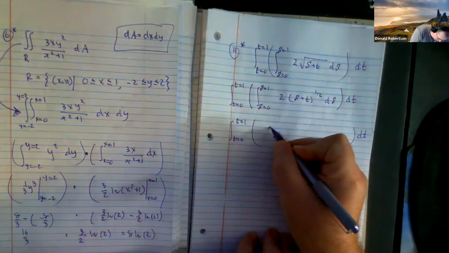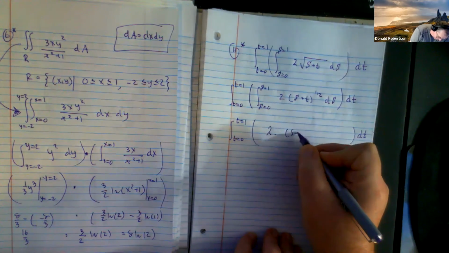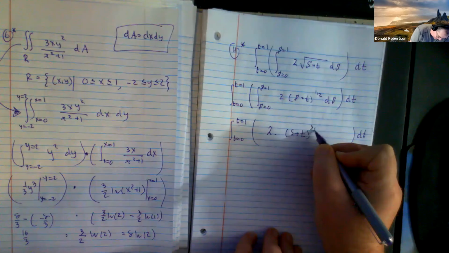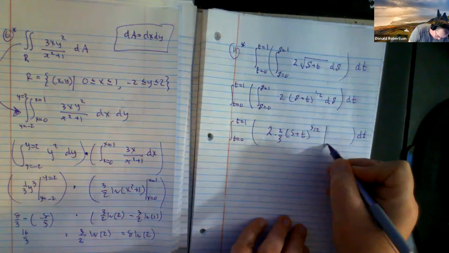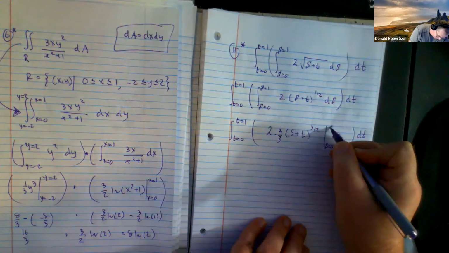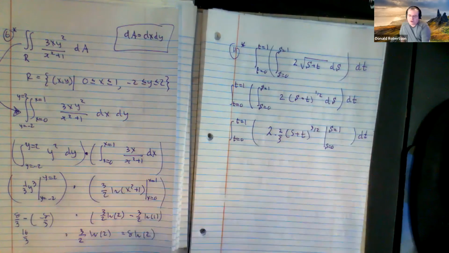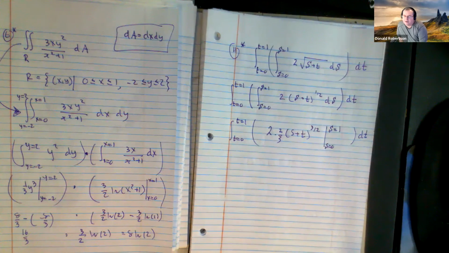We have 2 lots of add 1 to the power and then divide by the new power. And evaluated at s equals 0 to s equals 1. Are you comfortable with what I just did there? Right. If I said to you integrate the square root of x, wouldn't you call it x to the half and do something quite similar?